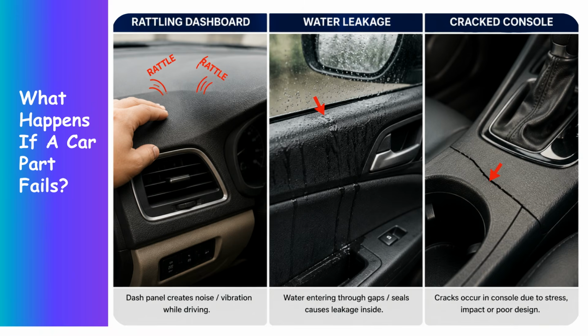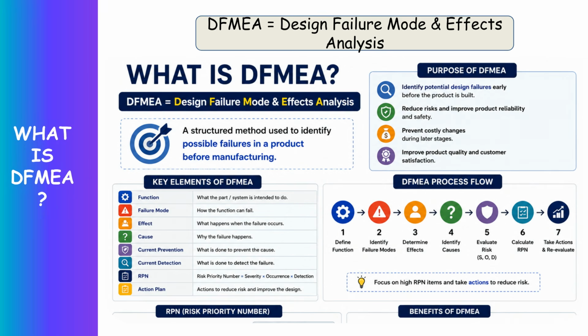Imagine recalling thousands of vehicles just because of one small design issue. That is exactly why automotive companies try to predict failures before production. And that predictive approach is called DFMEA. So, what exactly is DFMEA? DFMEA stands for Design, Failure Mode, and Effects Analysis.